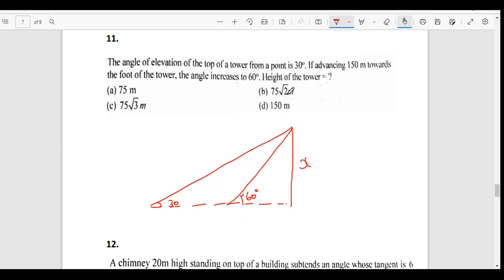Think about it properly and then answer me. It is a detailed question. This should take time. I'll just add a few more details just so we are good. This length right here is 150. Okay? Because the question says if advancing 150 meters towards the foot of the tower, the angle increases to 60 degrees.